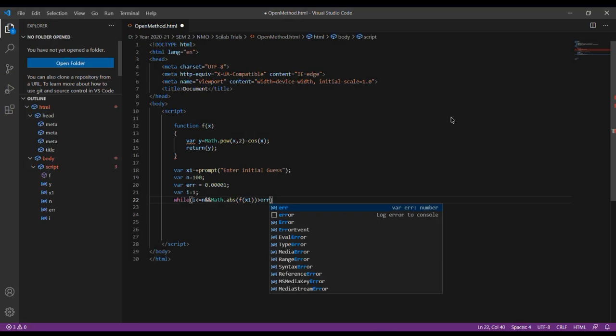Greater than ERR. So that means if my error is greater than 0.001, I will keep doing iterations, and at the same time I would like the iteration count to be less than 100. Okay. Go after the round bracket.